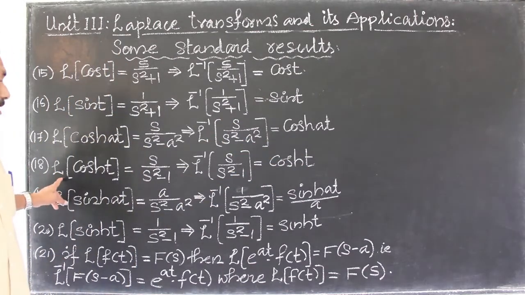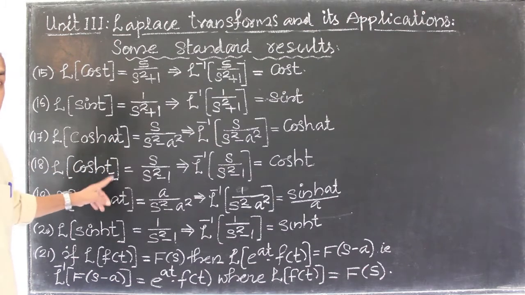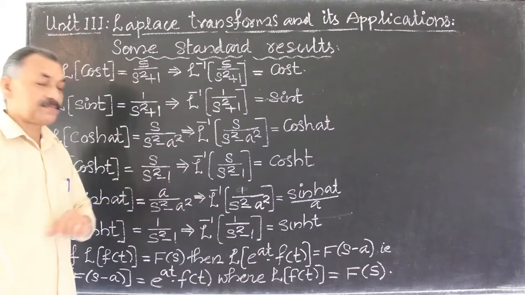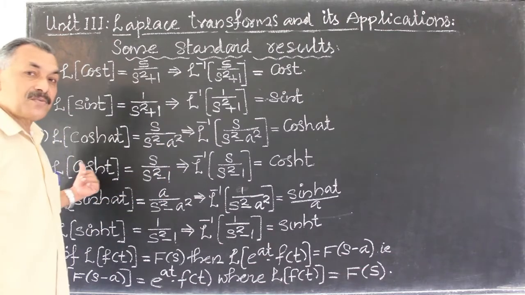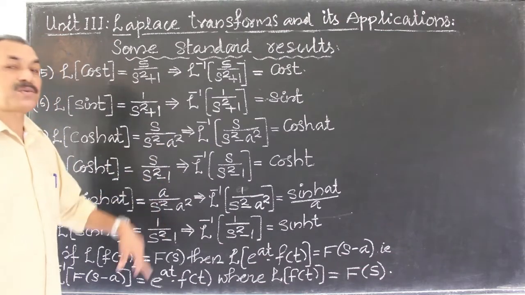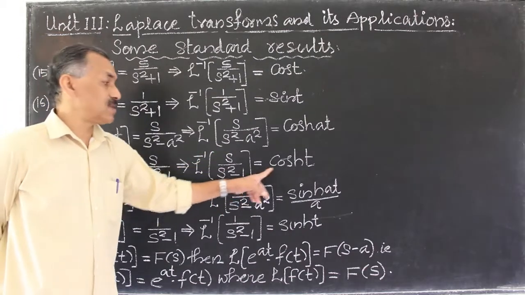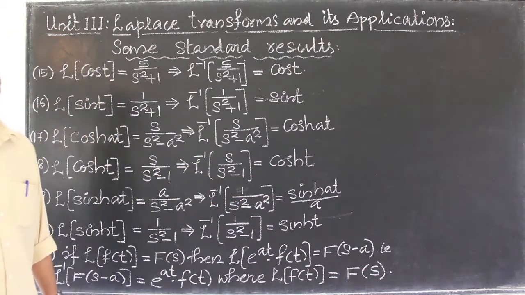Then put a is equal to 1. That means Laplace transform of cosh t is equal to s divided by s square minus 1, which implies L inverse of s divided by s square minus 1 is equal to cosh t.